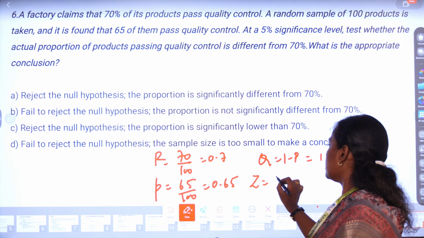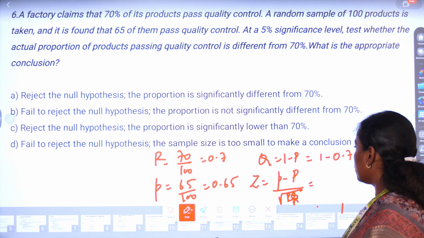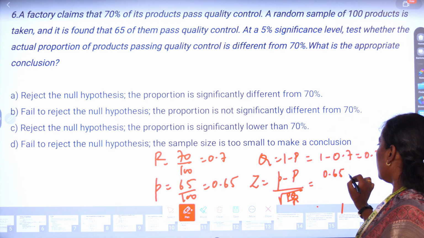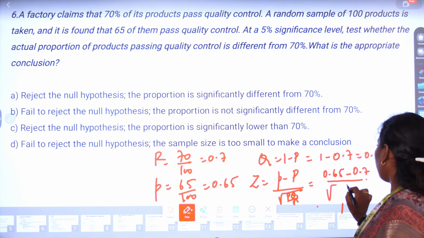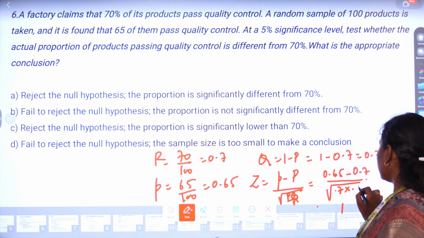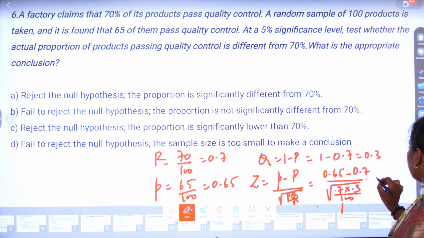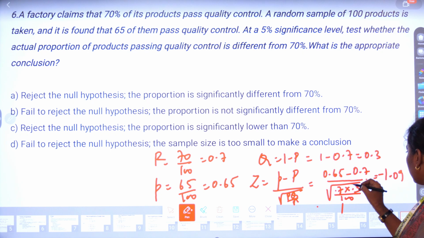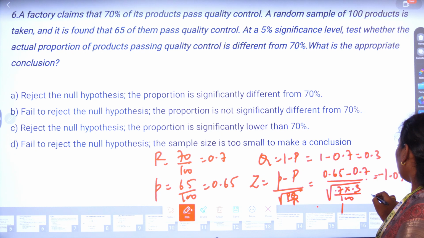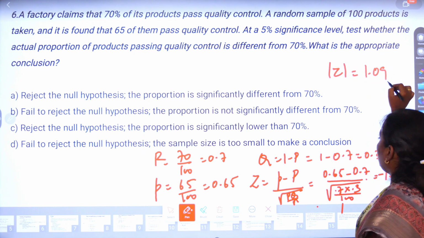Your test statistic is Z equals small p minus capital P divided by square root of PQ divided by N. What is your small p? It is 0.65 and your capital P is 0.7, divided by square root of 0.7 into 0.3 divided by 100. When you do this, the value is nothing but 1.09. It will be minus because this is greater, right? Now take modulus of Z. When you take modulus of Z, it will be 1.09.